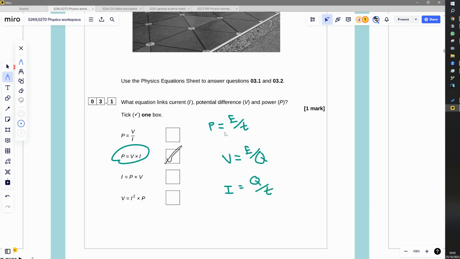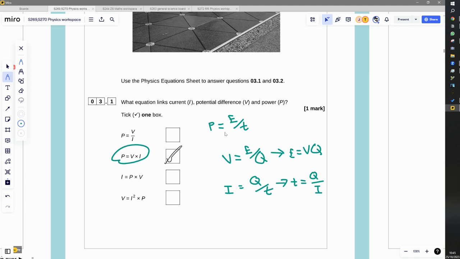So if we rearrange some of these now, energy is therefore equal to voltage times charge, and we can rearrange this one: time is equal to Q, charge, over current. If you're unsure about how I rearranged this one, then draw a triangle and check that out. If you're still unsure, then I can help you out.